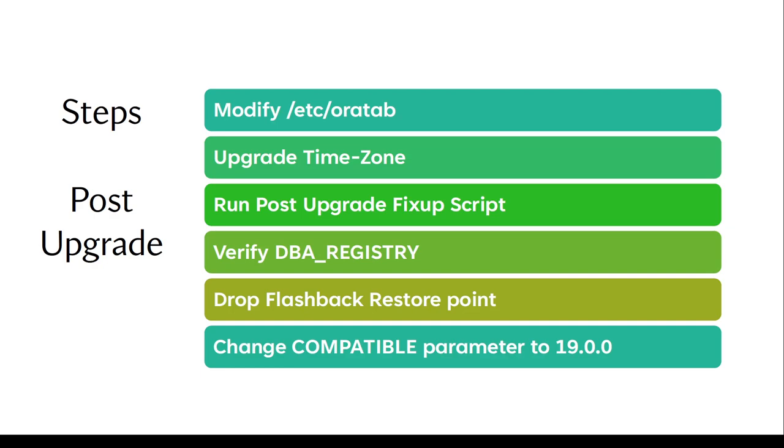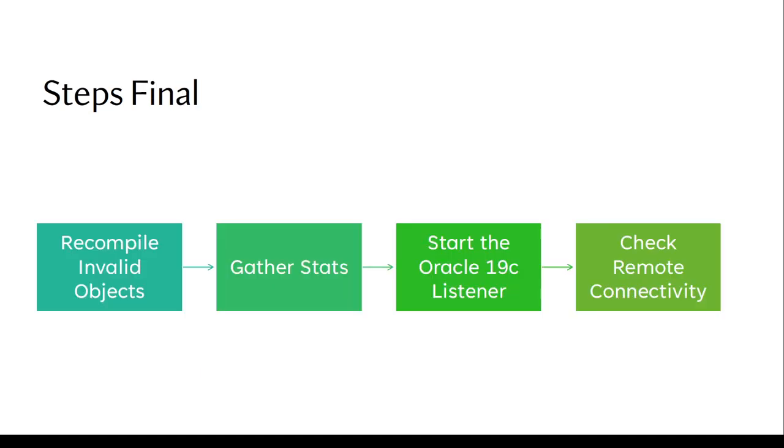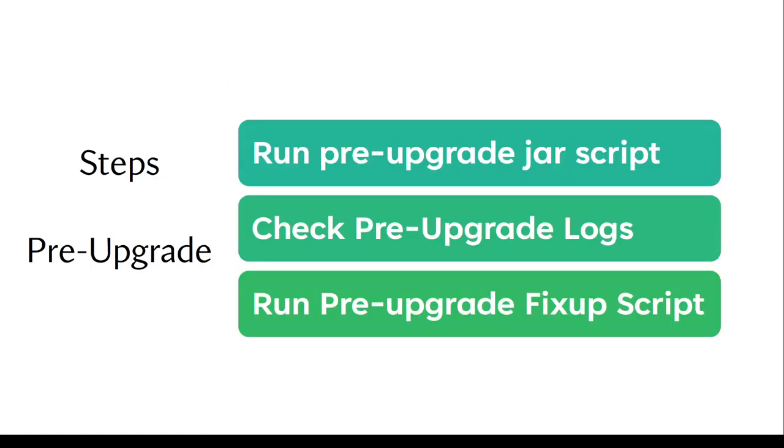Once all of that is done, you can go ahead and modify the /etc/oratab file. Now /etc/oratab should point to the new 19c home. Upgrade the time zone. Run the post-upgrade fixup script. These are the scripts that were generated by the pre-upgrade jar file. Verify the DBA registry. Drop the flashback restore point. Change the compatible parameter to 19. And then finally, recompile invalid objects. Gather stats. Start the Oracle 19c listener. And check remote connectivity. So these are the high-level steps of what we need to do.